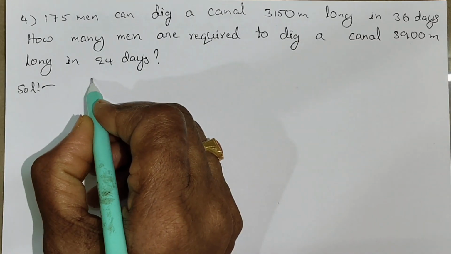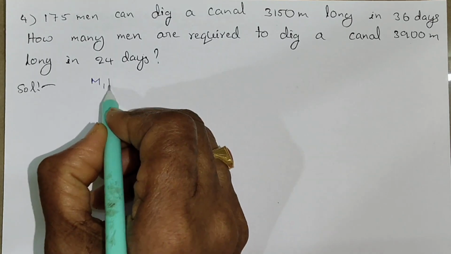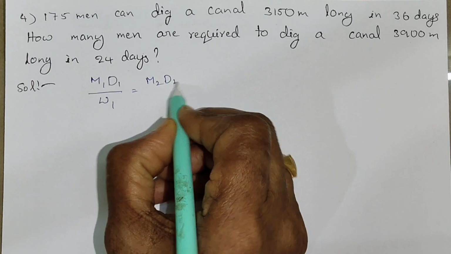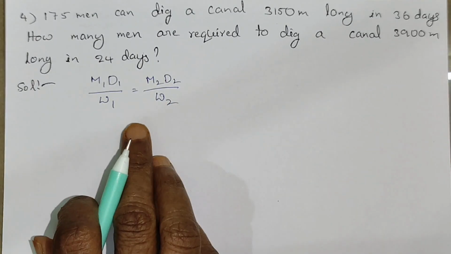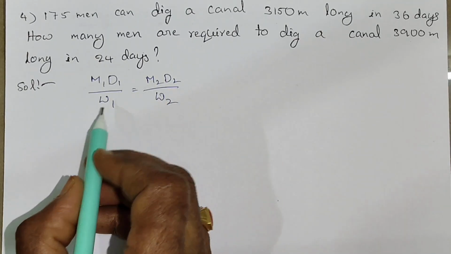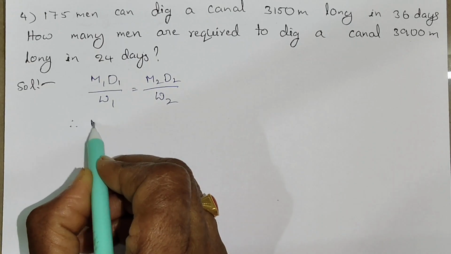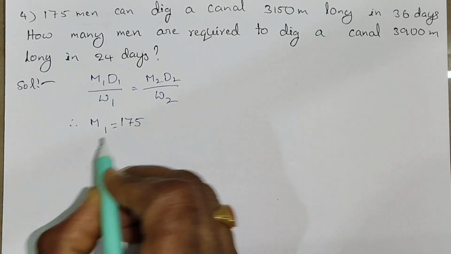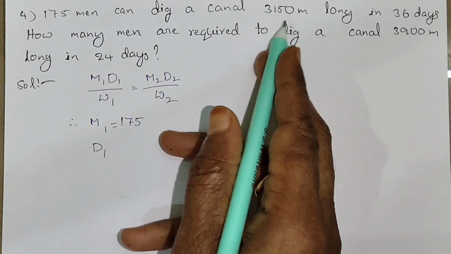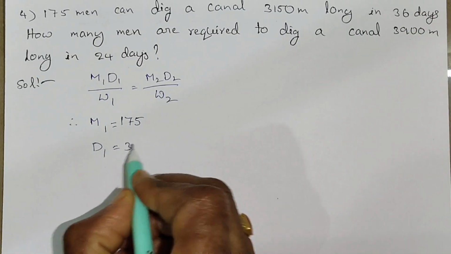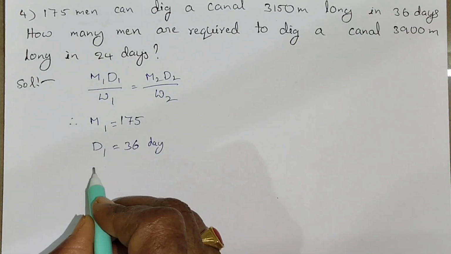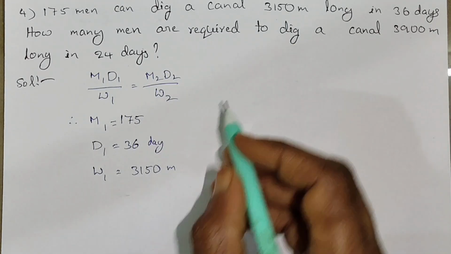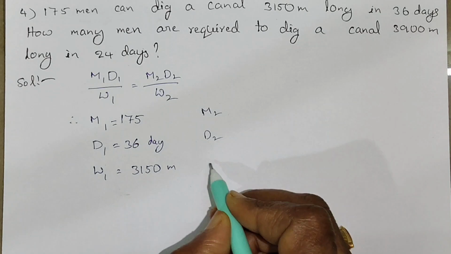So that's why we write the compound proportion ratio: M1 D1 by W1 is equal to M2 D2 by W2. This is the compound ratio. Therefore we write the values here. M1 equal to 175 men. D1 equal to 36 days. W1 equal to 1350 meters. So M2 D2 W2.